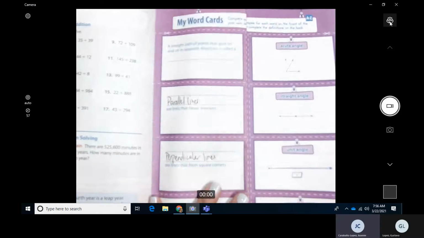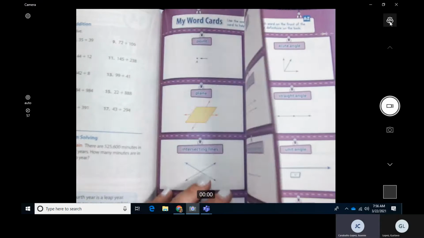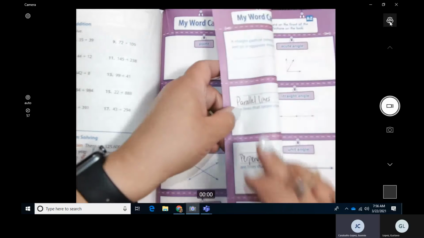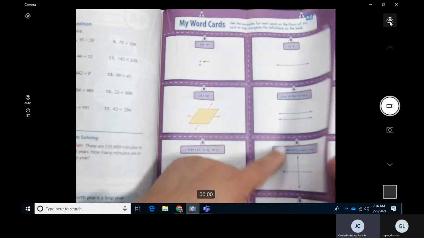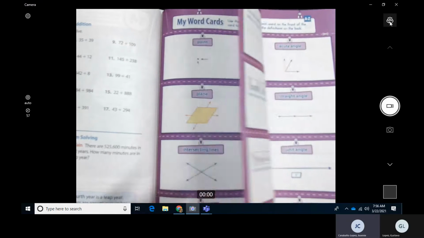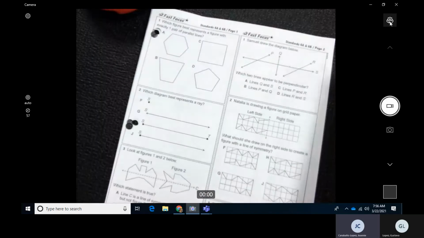Does anyone have a pencil that my friend over here can borrow? Someone. And you've been here for the longest time. You should be ready, sir. So you look right here, parallel lines, and then you're going to write parallel lines here. You look over here, perpendicular line, and then you'll write that here. De la Cruz, come over here and get one. Hurry up.